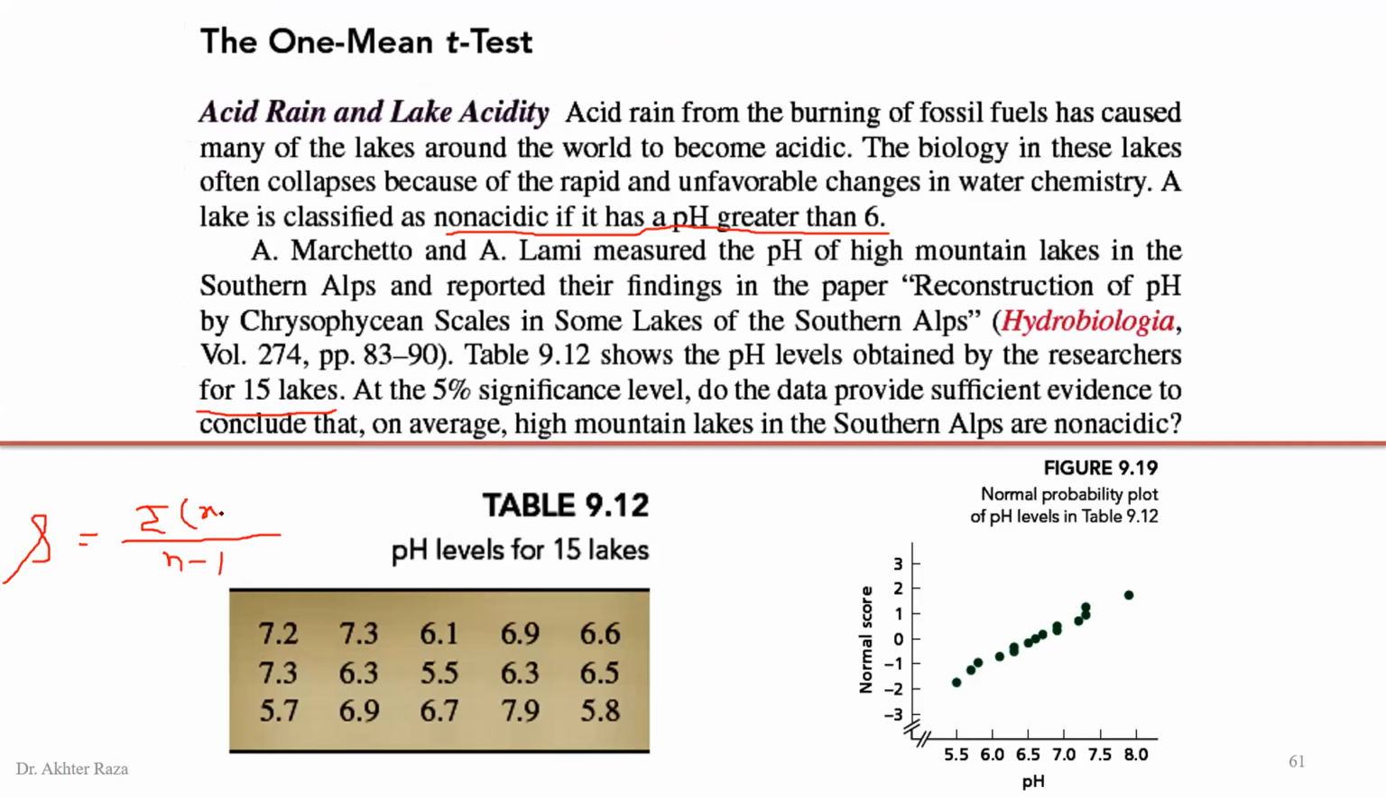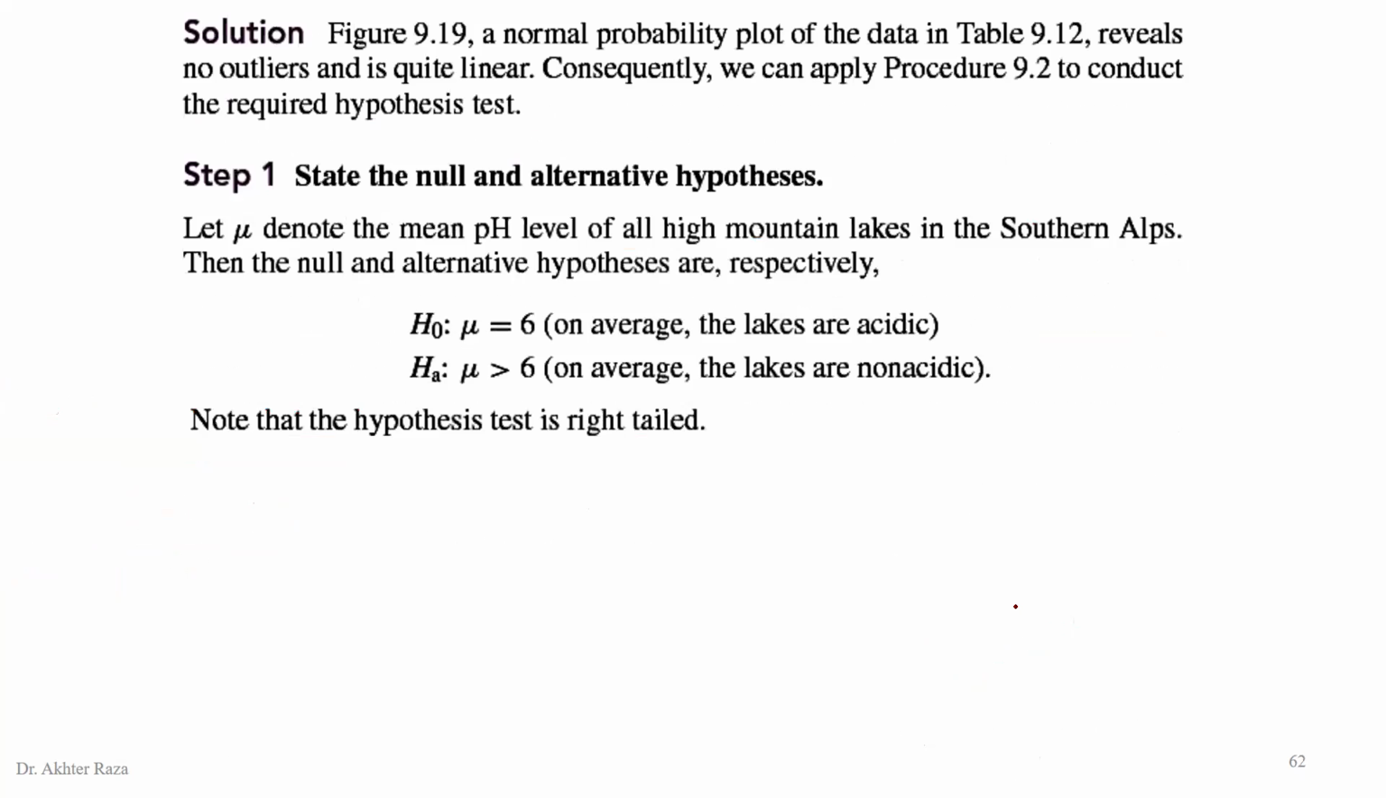X minus mean, whole squared, and a square root of this. This is called the sample standard deviation. The sample standard deviation of these 15 figures is to be computed, and the mean of these 15 figures is computed. These two descriptive measures come from this data and the normal probability plot.